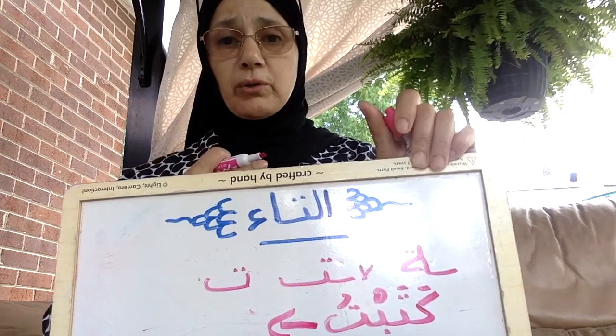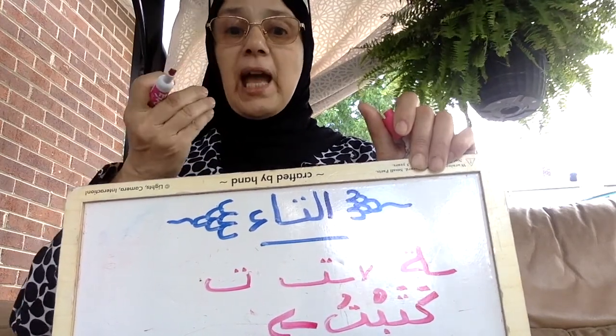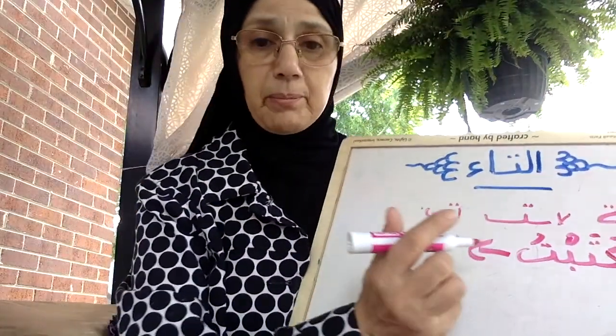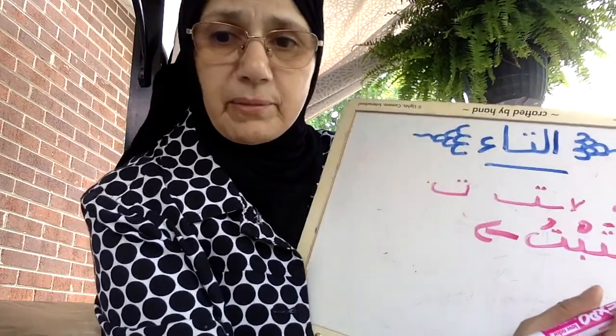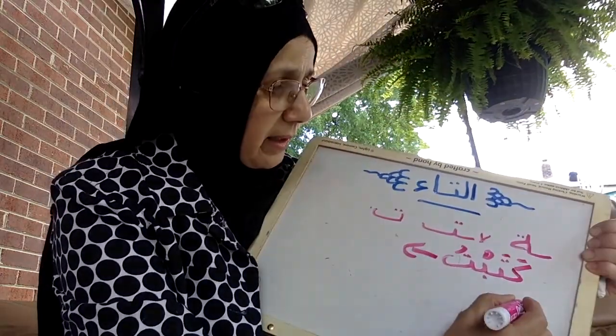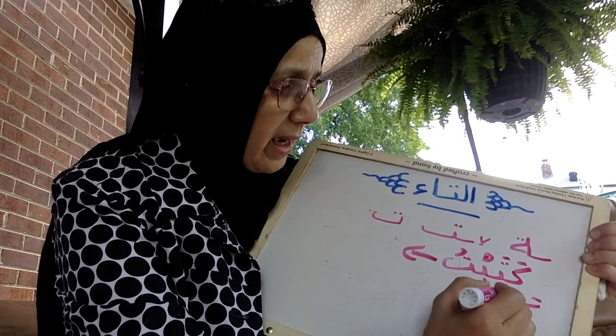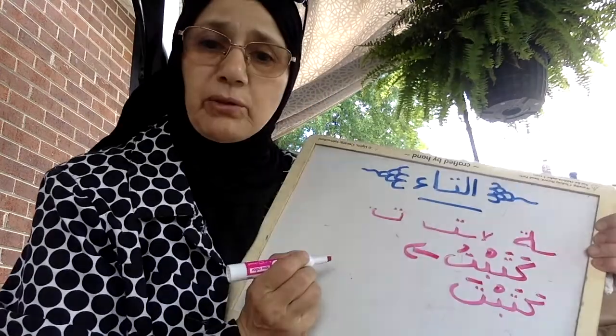Is it me who wrote? Is it me who ate? Like أكلت, شربت, كتبت, قرأت. If I have a book and I read the book, قرأت, when you say تُ, it means it's me. When I talk about you, كتبتَ. So the تاء is going to be مفتوحة. كتبتَ, with the فتحة.